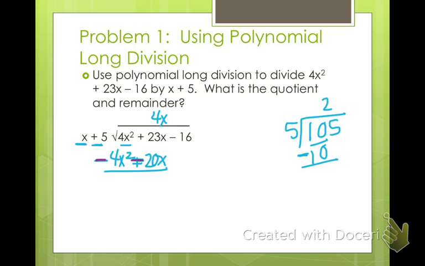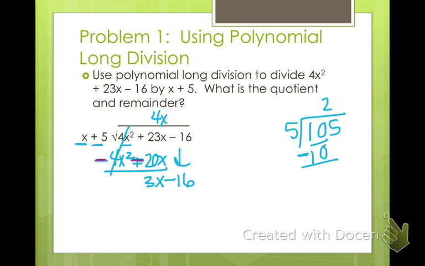Subtract, subtract. So I have 4x squared minus 4x squared, which is 0. That was our goal, so that's good. And then I have 23x minus 20x. That leaves us with 3x, sorry, take away the 20x. And then we bring down that minus 16.